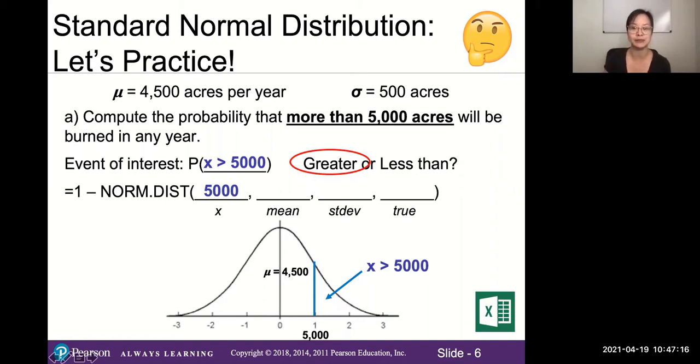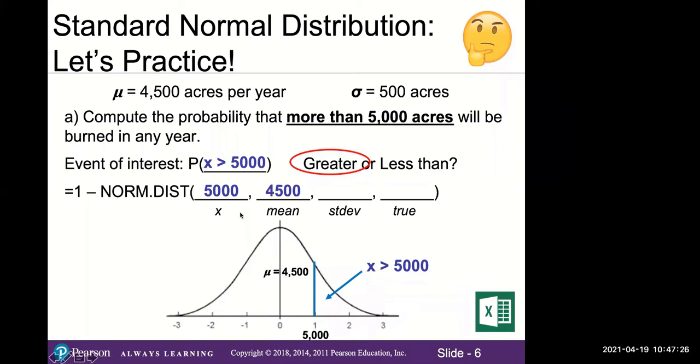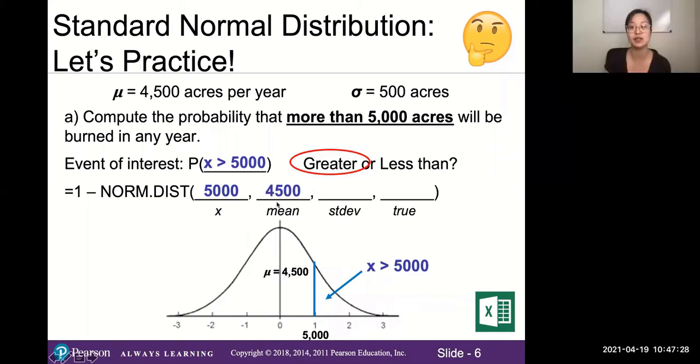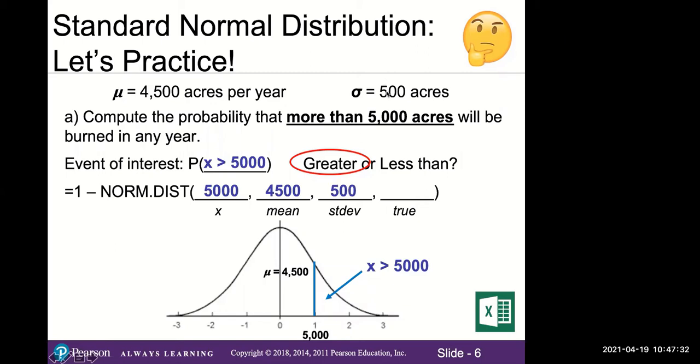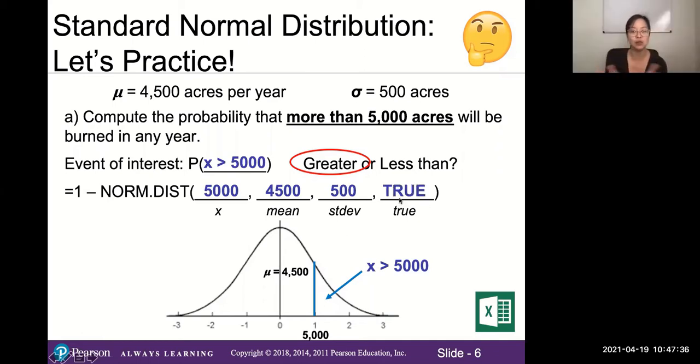So there's my 5,000. Our mean is what number? Fantastic, that's the 4,500 that was given to us in the story. Our standard deviation is the 500, right? And then we'll go ahead and put true because yes, we're adding up probabilities. There's no exact number in chapter 6 and on because there's no point in finding an exact precise point. We're interested more in measuring an area. So it's always going to be true. And that's why I have that true here.